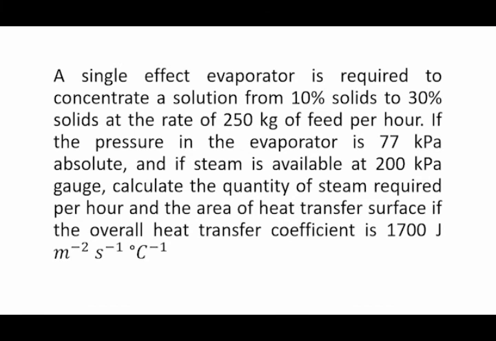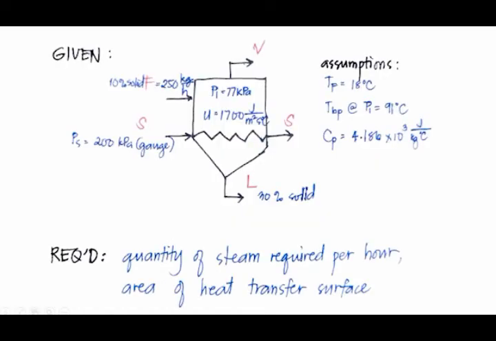An evaporator is required to concentrate a solution from 10% solids to 30% solids at the rate of 250 kg of feed per hour. If the pressure in the evaporator is 77 kPa absolute and if steam is available at 200 kPa gauge, calculate the quantity of steam required per hour and the area of heat transfer surface if the overall heat transfer coefficient is 1700 joules per meter squared second degree Celsius.